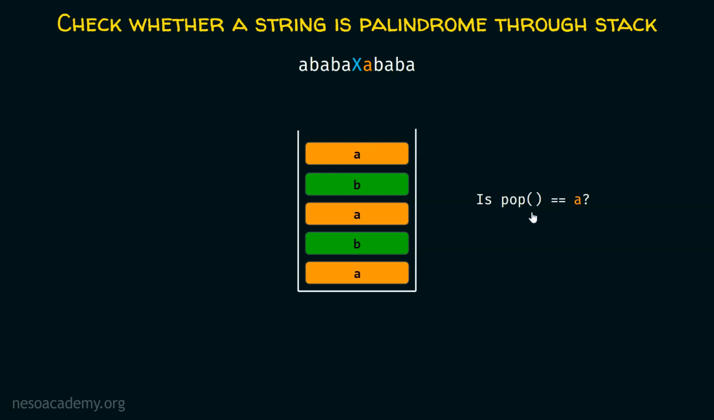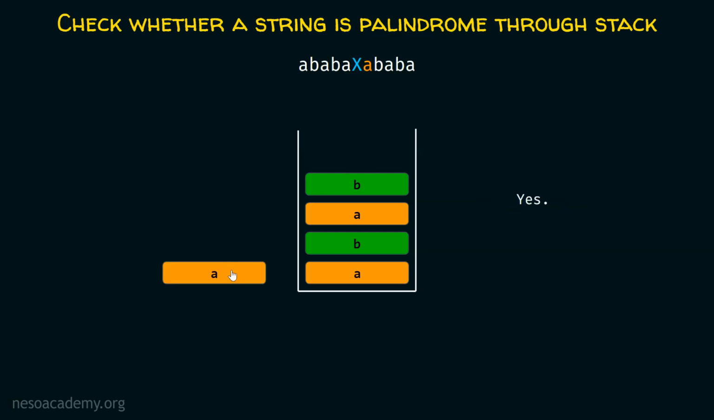This pop function will return the topmost element of the stack. You can see the topmost element is A. Now we are checking, is this topmost element equal to A? Yes, you can see that this topmost element is equal to A. Therefore, there is no problem. We can continue. We just simply pop this element out of the stack. Now let's continue reading the characters.